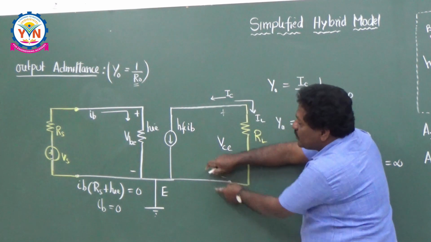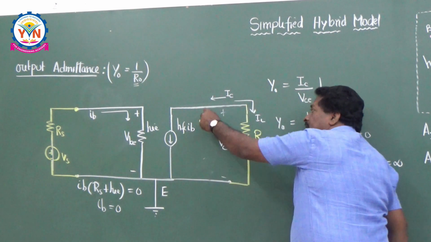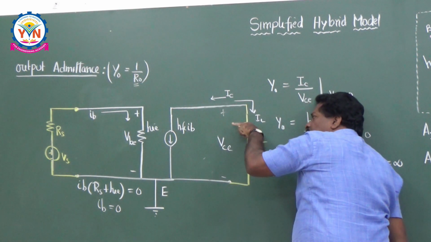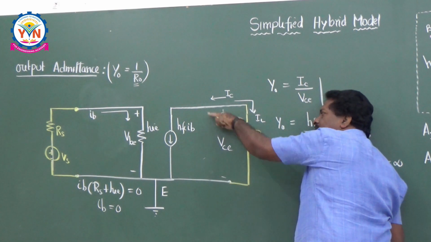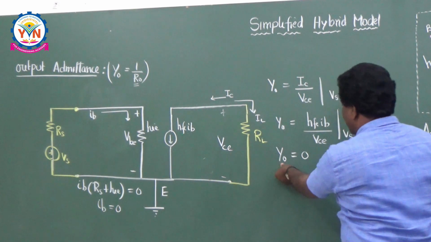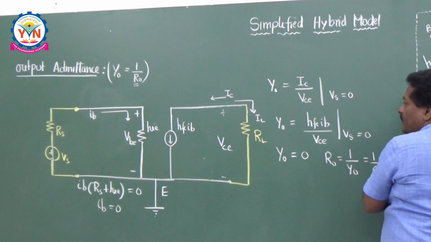In the exact model you are having some HO resistance here. But here, as you are not in a position to see it, it means it is open circuited, means infinite resistance. So, your admittance is zero here. So, that is why Y0 is equal to 0, and R0 is equal to infinite.